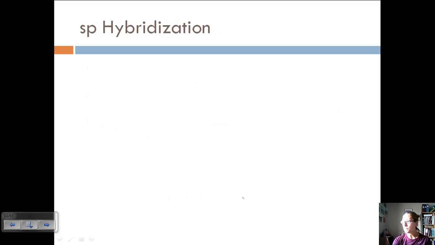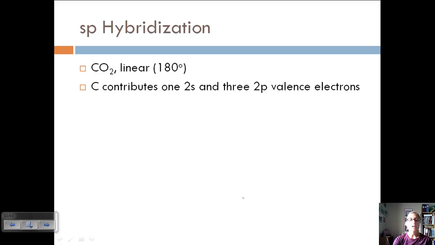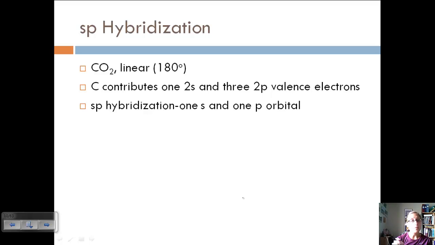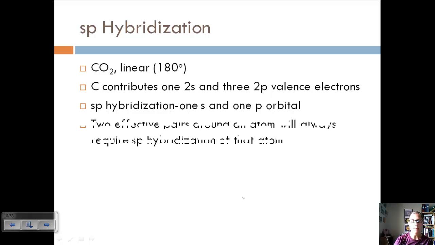Okay, let's look at sp hybridization. So for example, let's look at carbon dioxide, which is linear. Carbon contributes, same thing that it contributed for all the other examples, a 2s and 3 2p valence electrons. But our 1 carbon only has 2 bonding sites, and so we would call that sp hybridization, because 1 s and 1 p orbital are participating in that bond. And so whenever there are 2 effective pairs around an atom, it will always be sp hybridized.